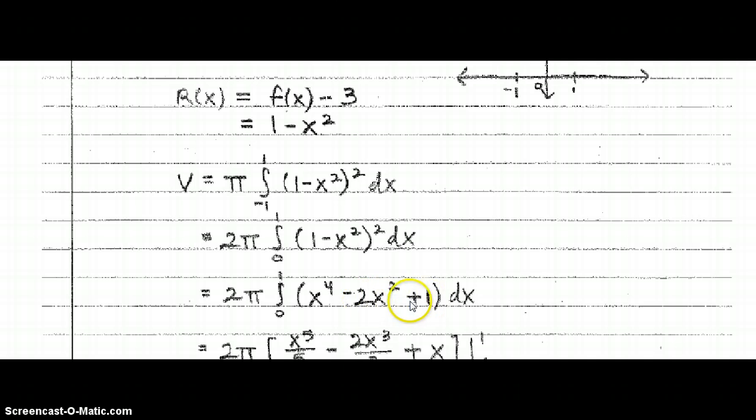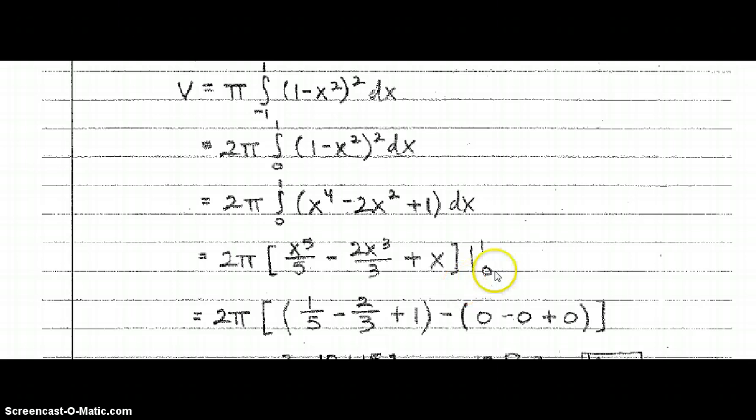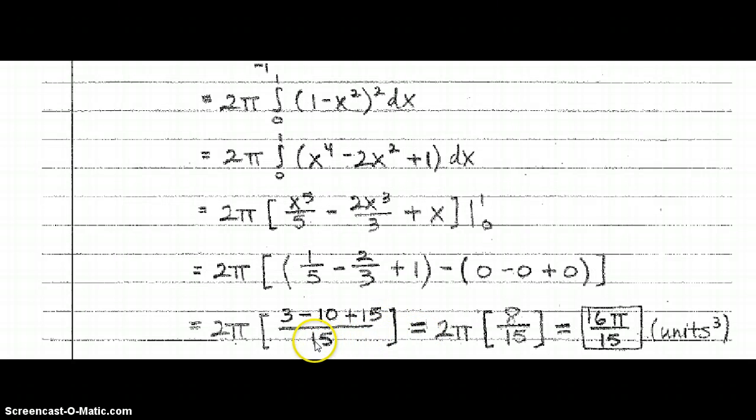It's nice that it's polynomial, so the integral of x to the 4th is x to the 5th times 1/5. The integral of -2x squared is x to the 3rd times 1/3, but that -2 out front makes it -2/3 x to the 3rd, and the integral of 1 is x. I then evaluate doing my upper limit minus my lower limit. It's nice that we have some zeros in there. And then a little bit of simplifying with the fractions. Get a common denominator of 15, simplify. 8/15 times 2 pi gives us 16 pi over 15.